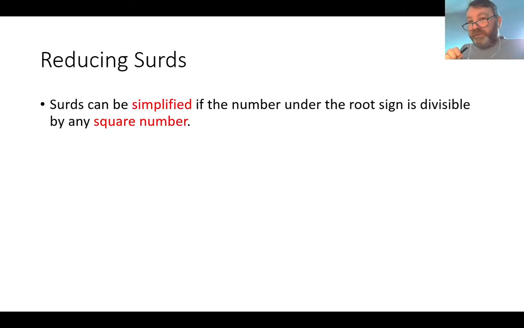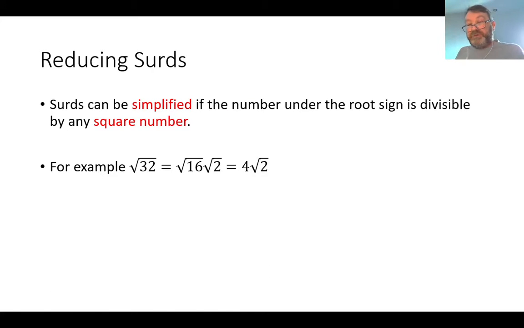Surds can be simplified. So just because they throw a surd at you doesn't mean that you have to use it in the form it's given. I would suggest every time that you're given a surd that you test first of all on your calculator to see, can this thing be simplified? So for example, take root 32. Root 32 is the same as root 16 times root 2.